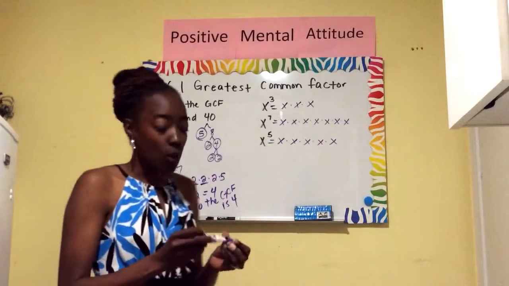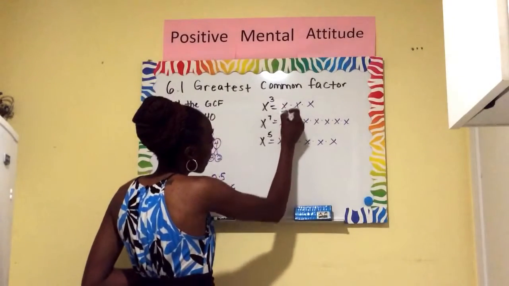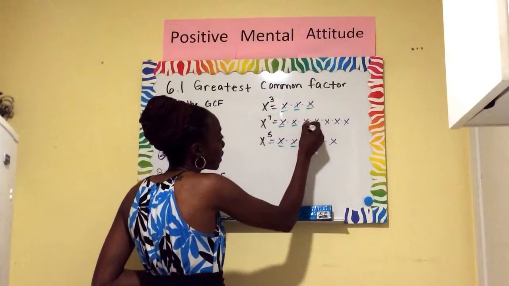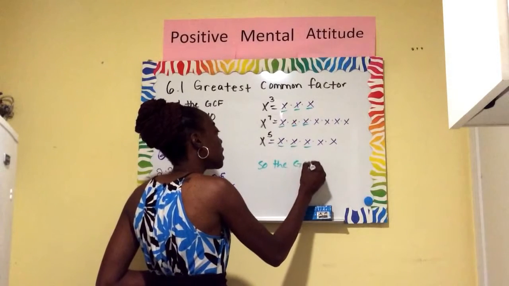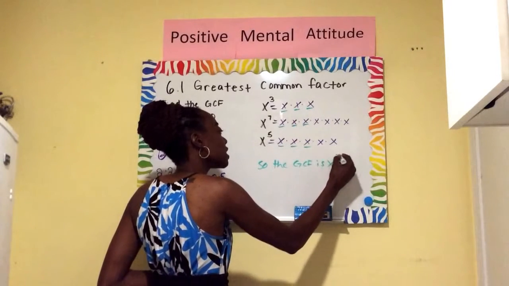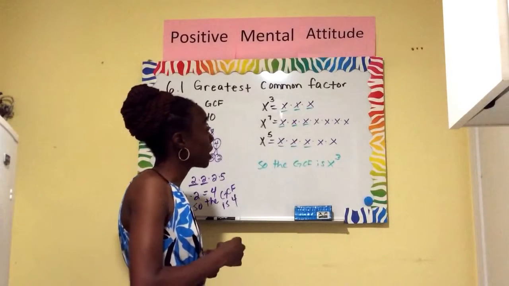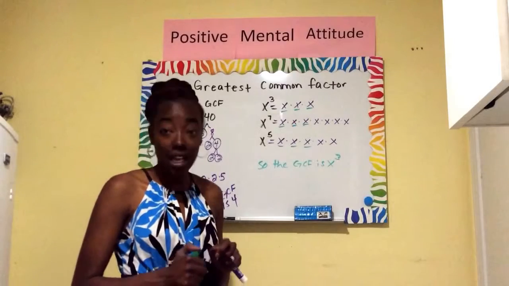Now you say, hey, what do they have in common? When you look at them, you see that they all have x, x, x in common. So the GCF is x to the third. That is proving the rule that says the GCF in variables is the smallest exponent.